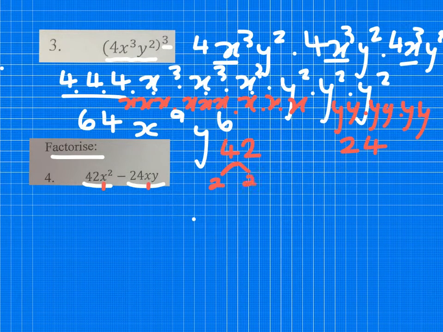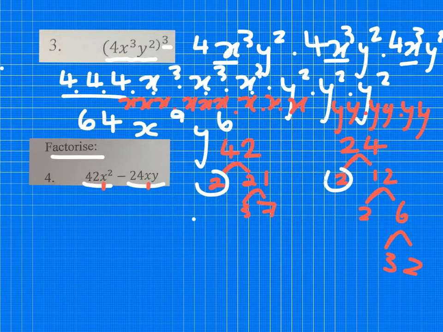2 times 21, 3 times 7, 2 times 12, 2 times 6, 3 times 2. The highest common factor, we've got a 2 there. We've also got a 3. So the highest common factor is 2 times 3, so it's 6. The highest common factor of 42 and 24 is 6, so we take out a factor of 6.